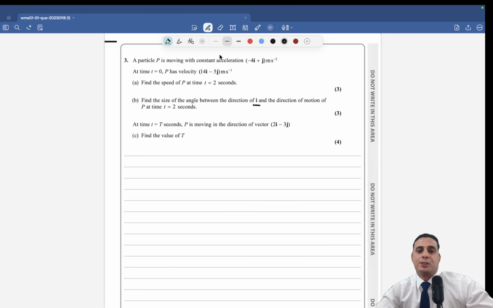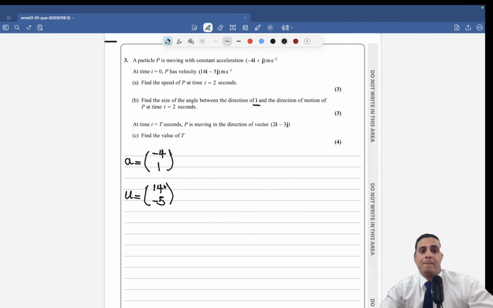So this question is about constant acceleration, which is SUVAT, and about vectors. So let's start from the beginning. The particle is moving with constant acceleration, which is negative 4i plus 1j. I prefer to write it as a column vector. At time t equals 0, P has a velocity 14i minus 5j. This is our initial velocity, so u is 14 and minus 5. We need to find the speed when the time is 2 seconds, so t is 2 seconds and we need to find our final velocity.